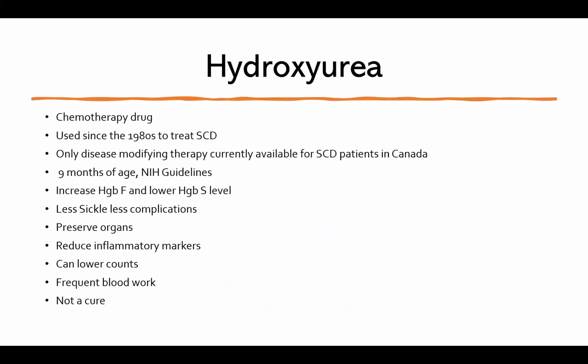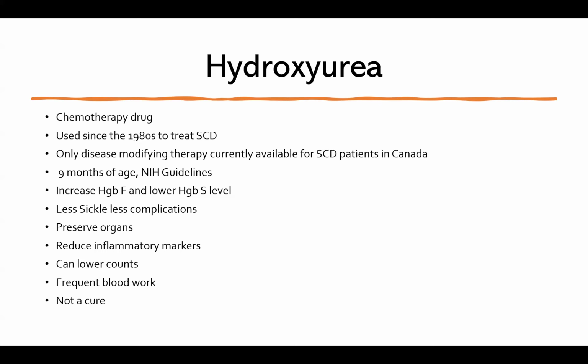And so some of the treatments that we have for sickle cell patients, one of them is hydroxyurea. Hydroxyurea is a chemotherapy drug. It's been used in sickle cell disease since the 80s. It's actually the only disease modifying therapy we currently have in Canada for our patients. For us at Sick Kids, we follow the NIH guidelines for sickle cell disease, and this indicates that you can start hydroxyurea at 9 months of age.